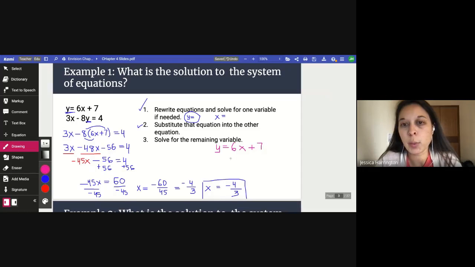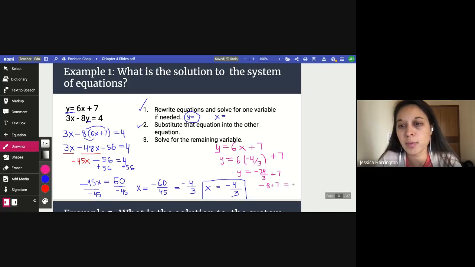So I know that y equals 6 times my x, negative 4/3, plus 7. It's just some fraction multiplication to throw us off here, but we can do it. 6 times negative 4 is negative 24, and it's over 3, plus 7. Negative 24/3, 24 divided by 3 is just 8, so that's negative 8 plus 7. So that is equal to -1.